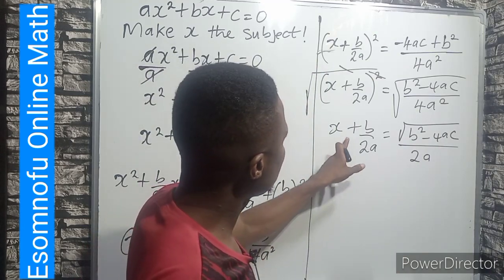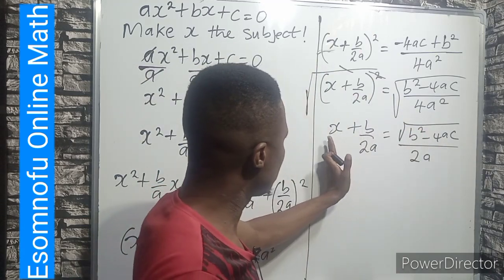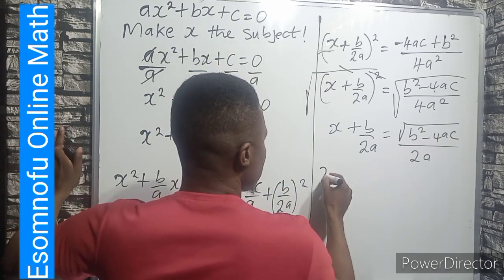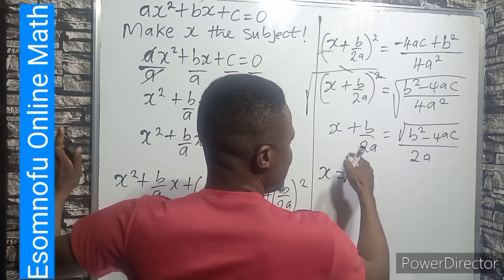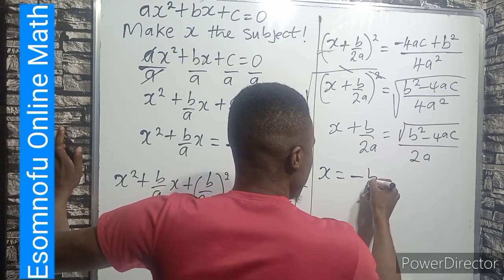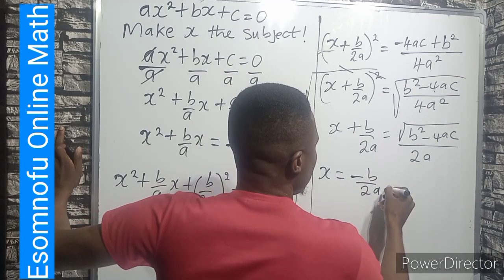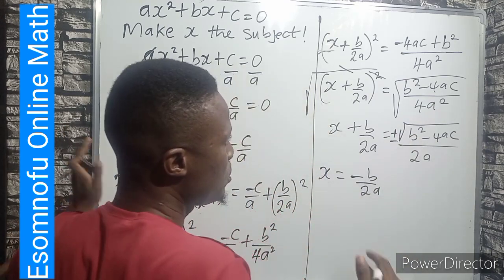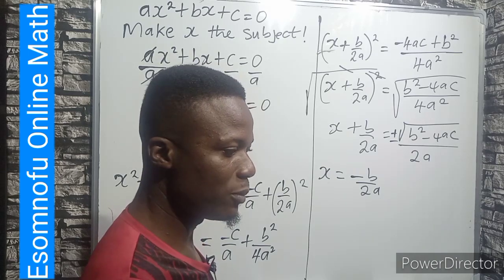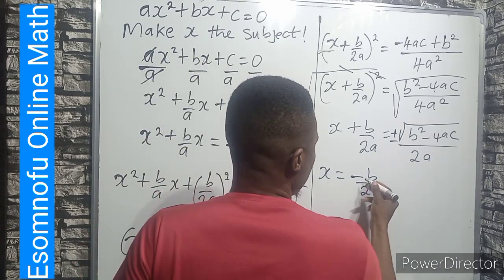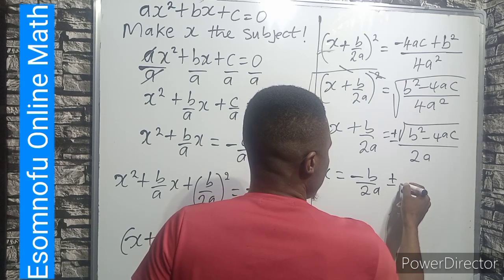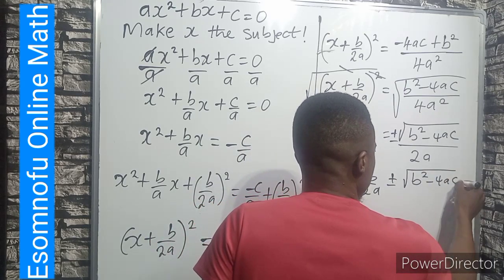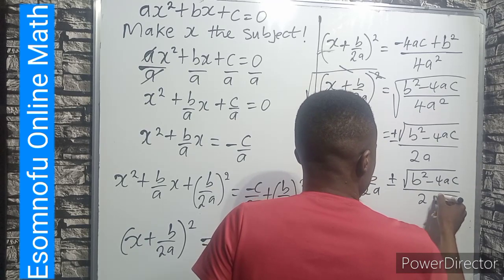Then the next thing to do is to move this plus to the right hand side, because we want x to be the subject, so that x can stay alone. So we shall have it as x equals, this is positive, coming here becomes negative, minus b over 2a. Remember, when you take square root, you are putting plus or minus. Don't forget that, because the square root of any number could be either positive or negative. So minus b over 2a plus or minus the square root of b squared minus 4ac all over 2a.